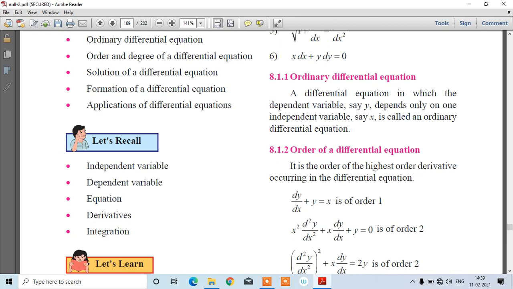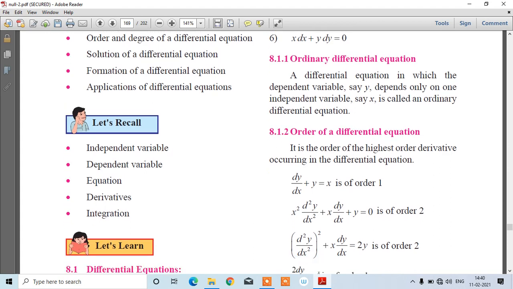Then we know the equation. Then we require the derivatives of different functions, and also we require integration. So to understand this topic, what we require: the meaning of independent variable, the meaning of dependent variable, what do you mean by equation, then derivatives and integration. Okay, so let us study now.